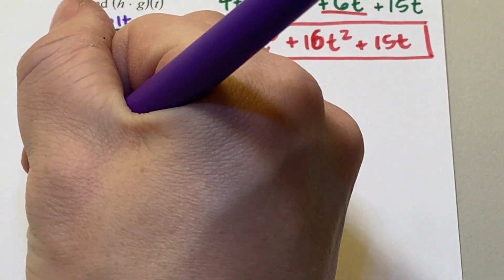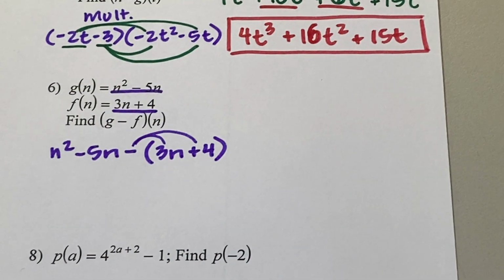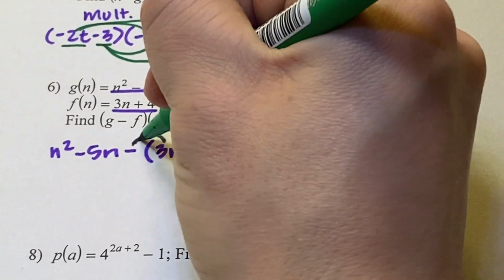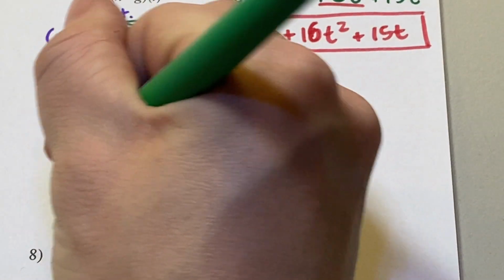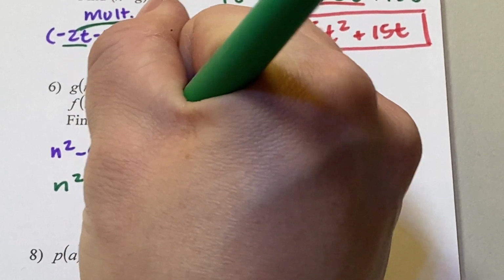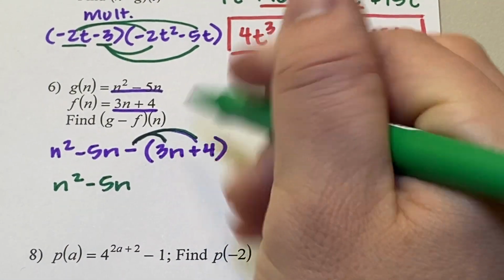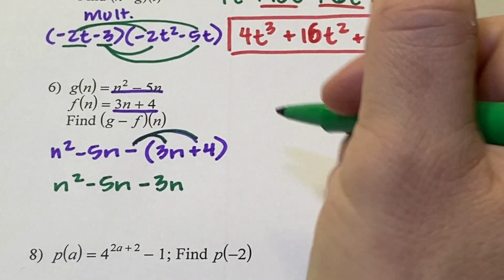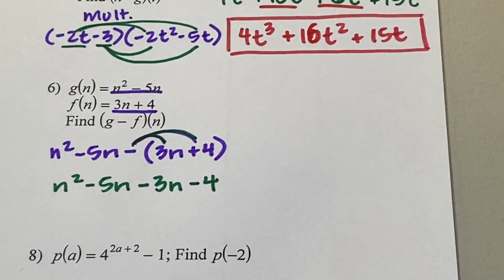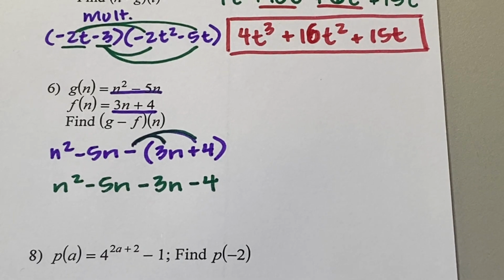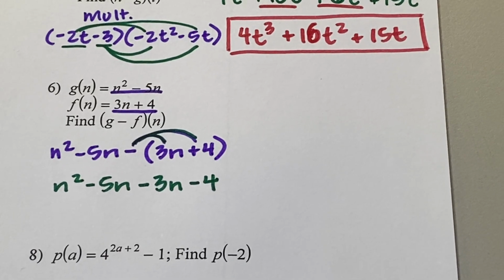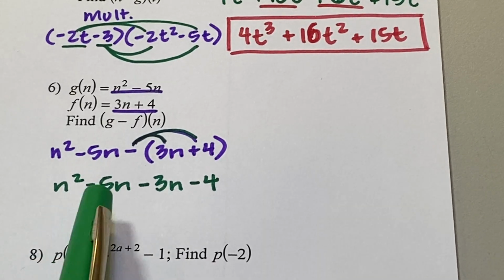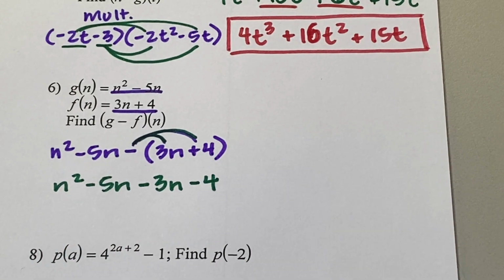So this is going to turn into, let me write it in a different color, boom, boom, they change those signs. So now I have n squared minus 5n. Positive 3n turns into subtract 3n. Positive 4 changes to negative 4. Great job remembering that that subtraction sign changes the signs after it. Does not affect the signs in front, just the signs after.